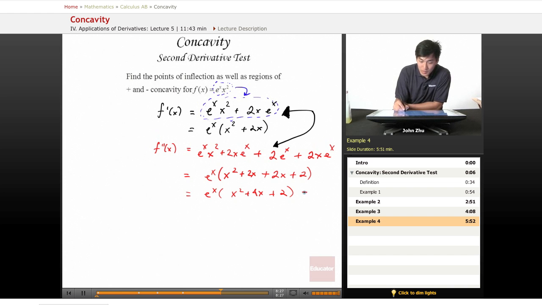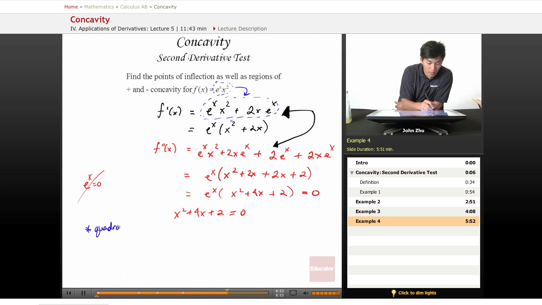So to set this equal to 0, we can find the points of inflection and then examine for concavity. So e to the x equals 0. e to the x cannot equal 0. So x squared plus 4x plus 2 equals 0. Well, we're just going to have to use the quadratic formula because we can't factor this out. Or you can plug this into your calculator and solve for it.